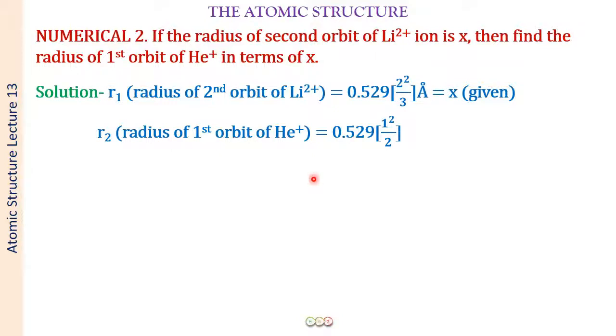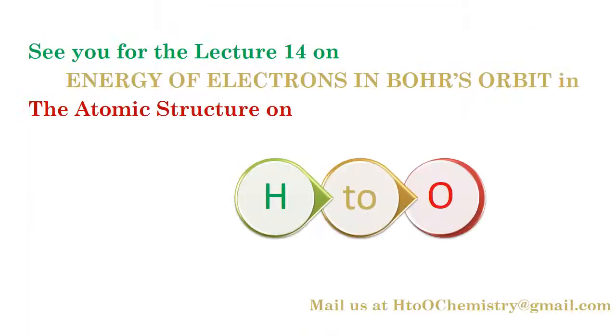And now what we are going to do is substitute the value of 0.529 in terms of x. So this we will get as x into 3 divided by 4. So we get 0.529 to be 3x by 4, multiplied by 1 by 2. So the radius in terms of x becomes 3x by 8.